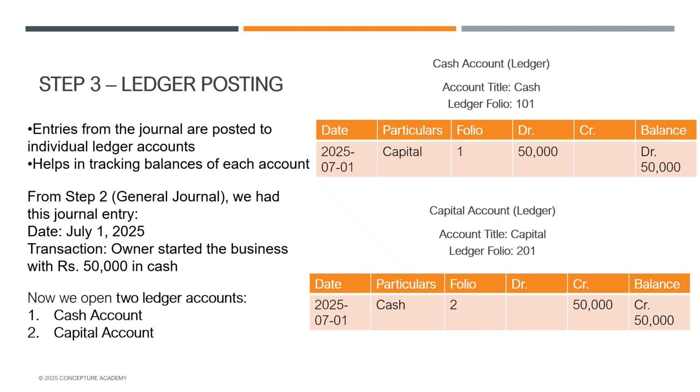Cash account is debited in the journal, so we will write capital account in the particulars column on the debit side of the cash ledger. For the capital account, as it is credited in the journal, we will write cash account in the particulars column on the credit side of the capital ledger. Remember that ledger shows each account separately, unlike the journal where both are in one entry. So every ledger account will eventually be used to prepare a trial balance.